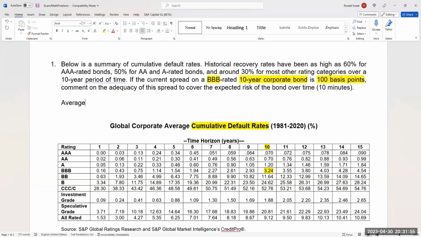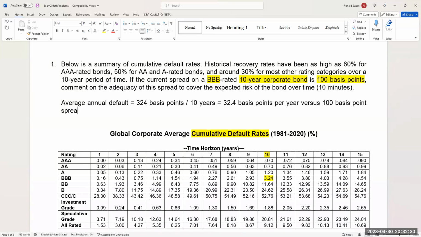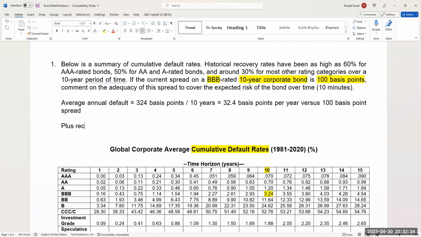So the average annual default is going to equal that. If you want to convert it to basis points, that's fine. I might do that. 324 basis points divided by 10 years, which equals 32.4 basis points per year versus the 100 basis point spread. But we're also going to look at recoveries. The average for triple B is about 30%. You can see 30% for most other rating categories.